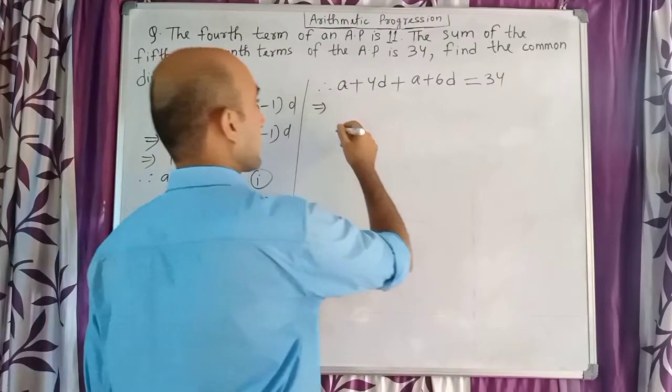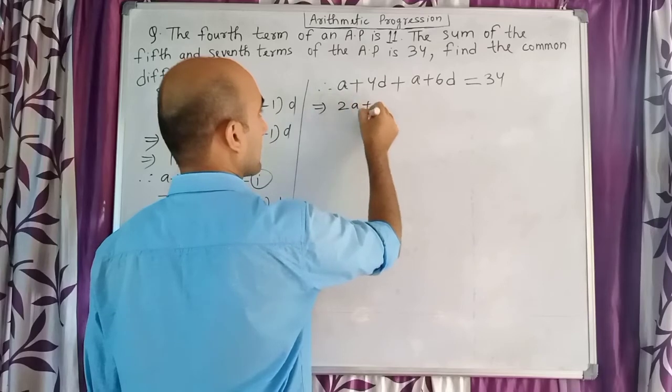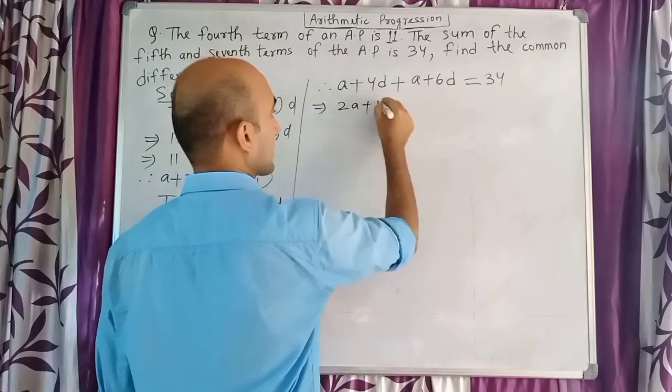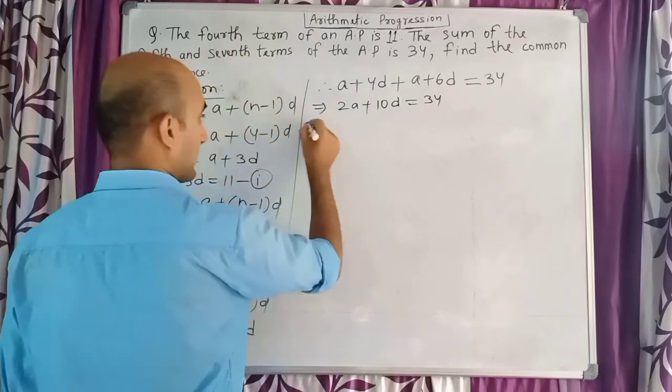From here you try to get another equation. A plus A is 2A. 4D plus 6D is 10D, equal to 34. Now you better take 2 common.